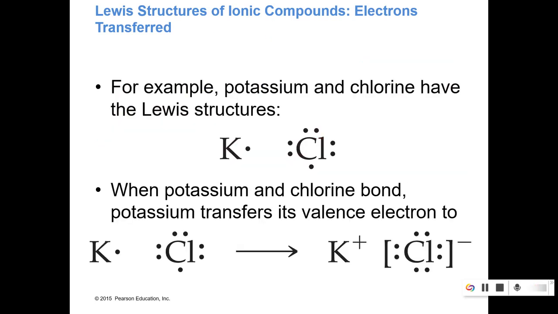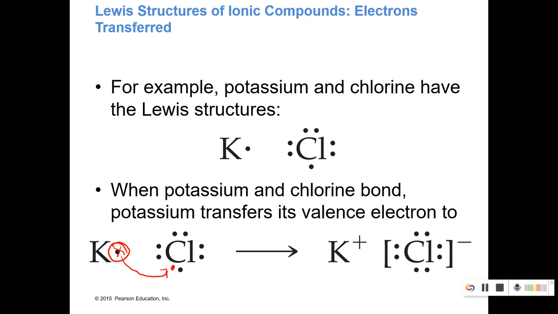All right, so here is an example. It's really easier to see when you see it move. So what happens is potassium has 1 valence electron, chlorine has 7. Potassium doesn't want its electron, so it gives it to chlorine. So now potassium has none. When potassium has none, it has a +1 charge. And then when chlorine has 8, it's got a -1 charge.